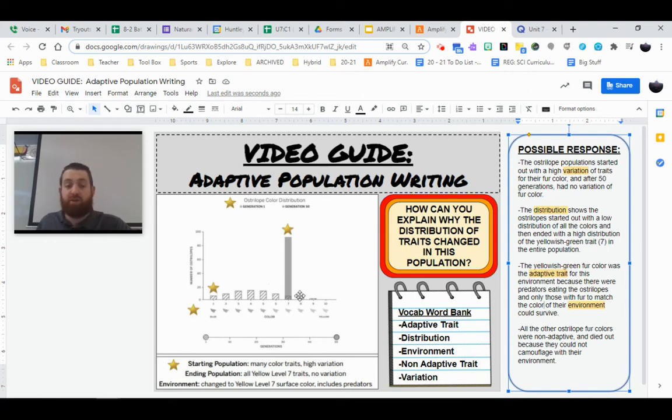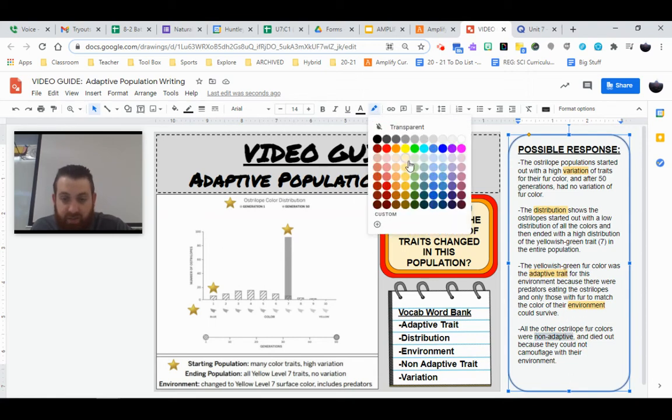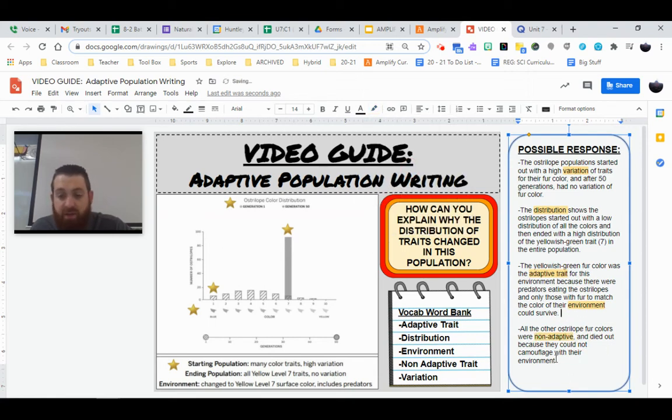Because notice we have two big changes. We have this distribution go from really low to really high, and we have the absence now of all of these variations. So we have to explain both. All the other Australope fur colors were non-adaptive traits, and died out because they could not camouflage with their environment. They were dying out because they couldn't camouflage with their environment and were getting eaten by the predators.